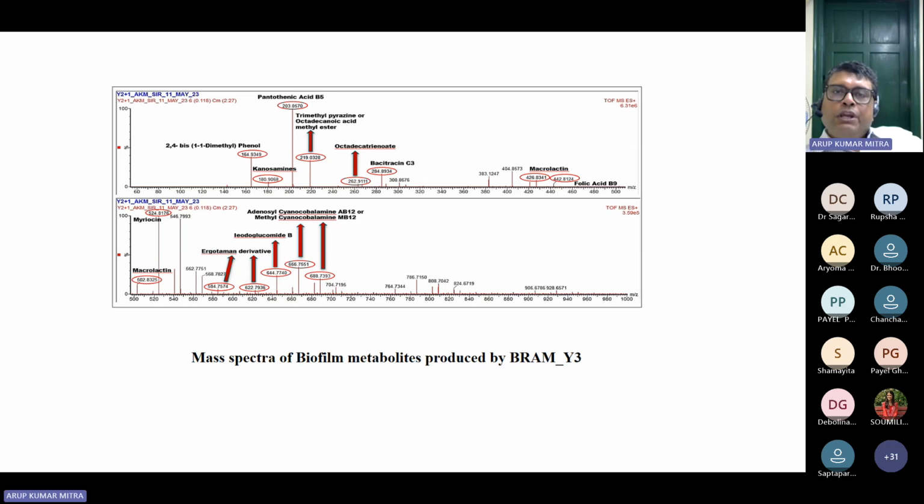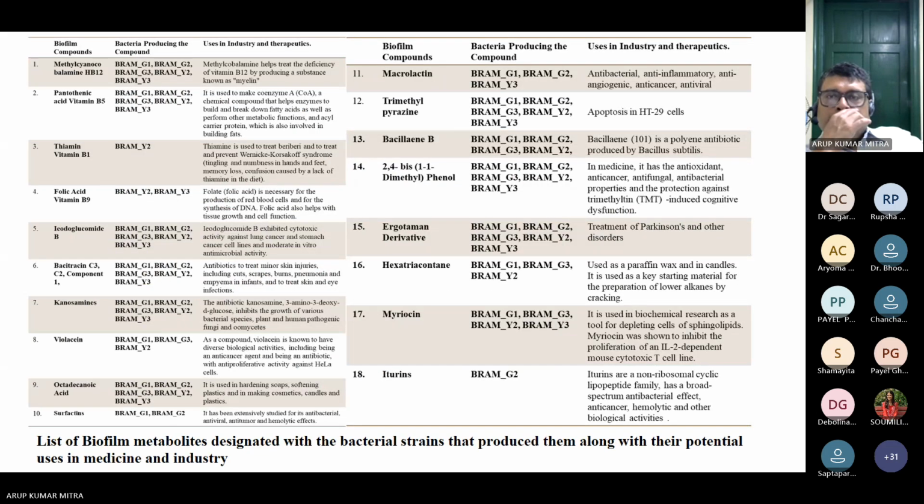like oligoglucamide, adenosyl cyanocobalamin, and others. Some of these compounds have been clearly given here. Some common ones include vitamin B5, vitamin B1, vitamin B9. So just see, they actually can be a commercial source of vitamins growing in the Himalayas, and can be brought to industry producing these compounds. They include the kanosamines, they include violacein, a very important compound, particularly as an anti-cancer drug. It is also producing bioplastic.